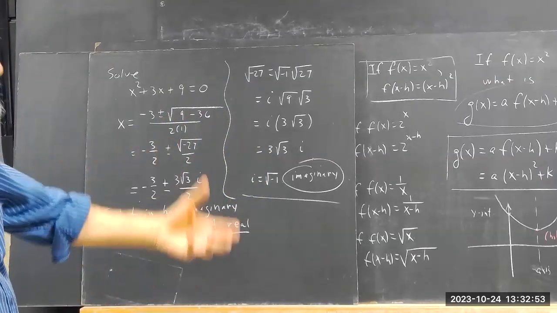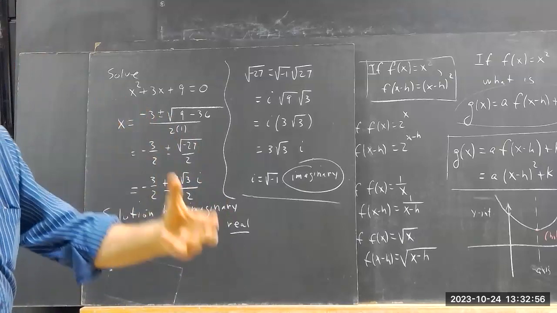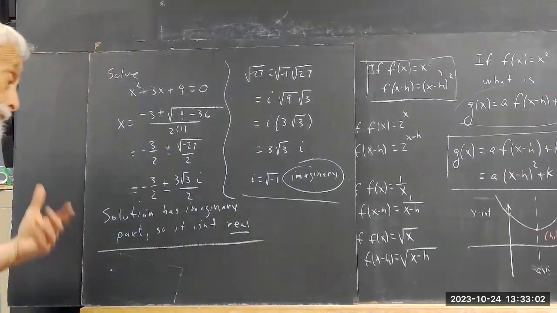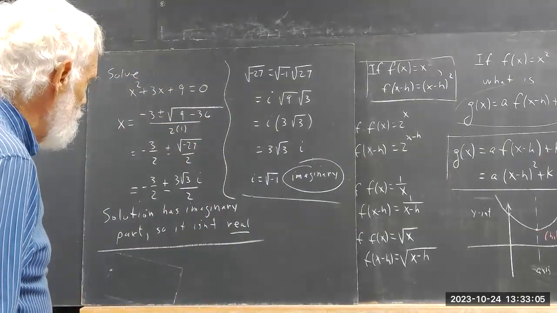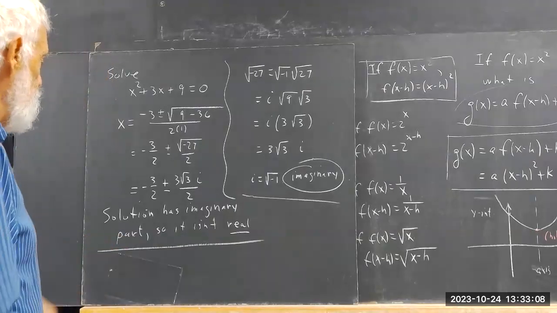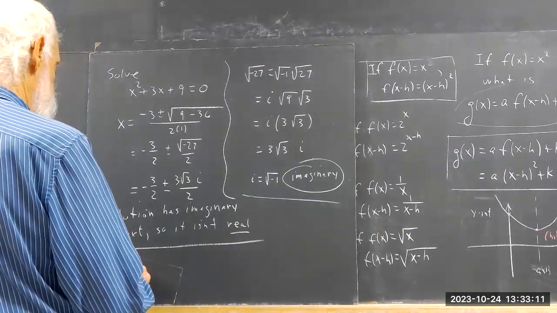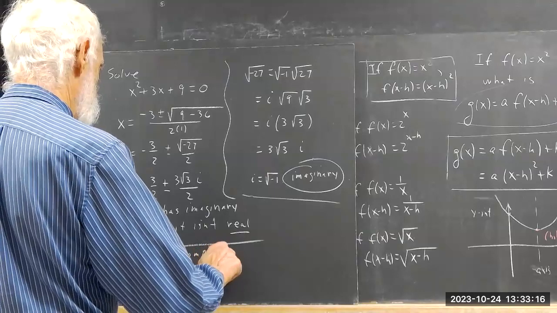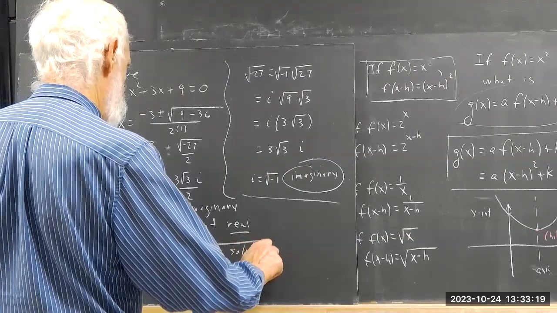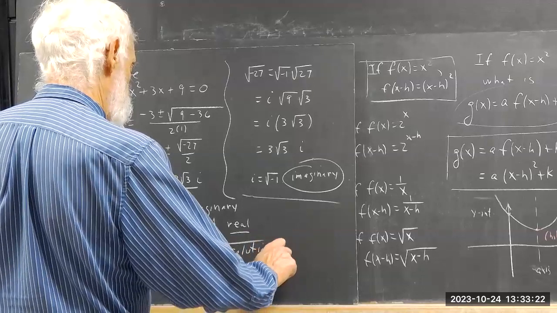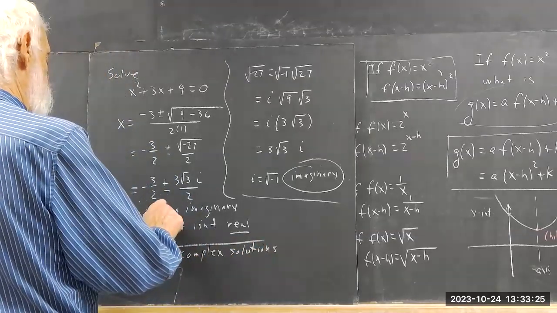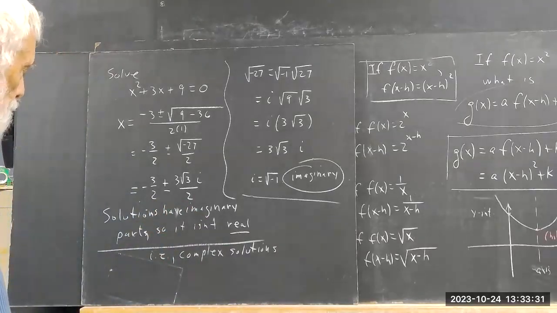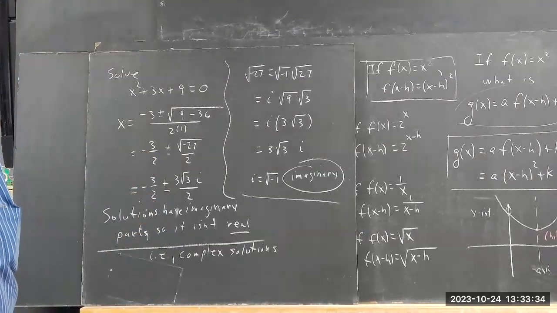It makes certain physical problems much easier to solve. It's very handy, including being apparently indispensable. So this is a complex solution. And I should say the solutions have imaginary parts, because there are two solutions, one for plus and one for minus.